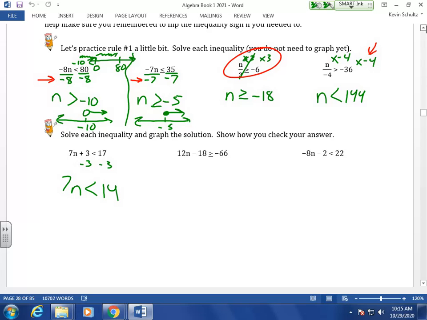Divide by 7. Do I flip my inequality symbol? I do not. I started with positive 14, I end with a positive 2, and n is greater than 2. Because it's an inequality, this needs to be graphed to show that any number, what did I do? Did I?